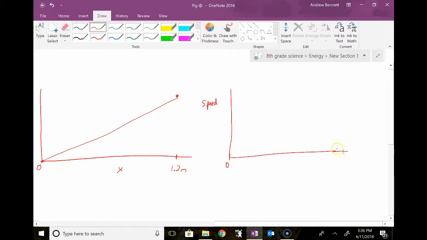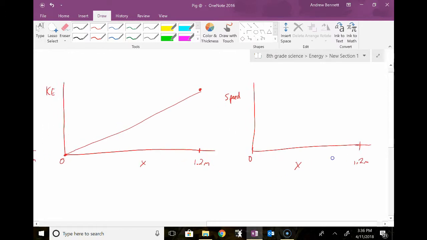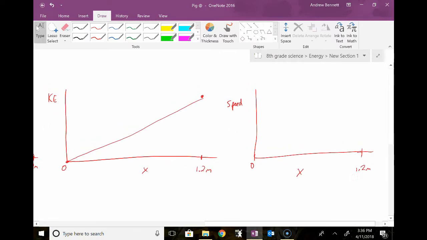And we'll have our 1.2 meters here. Now, speed and kinetic energy are related. There's actually a square in there. It's speed squared in the kinetic energy equation. We are going to ignore that right now. That changes the shape a little bit, but won't actually impact our overall predictions here.